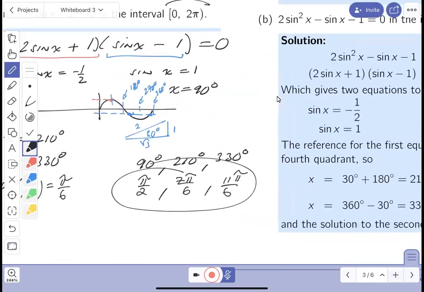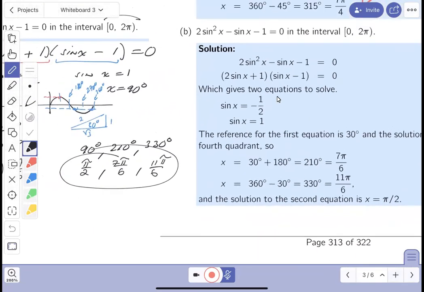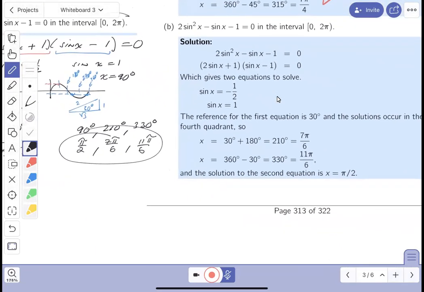All right, let's take a look. See how we did. All right. So I'm going to say, let's see, I got the 7 pi over 6. I got the 11 pi over 6. And I got the pi over 2. All right. Let's go to the next page.